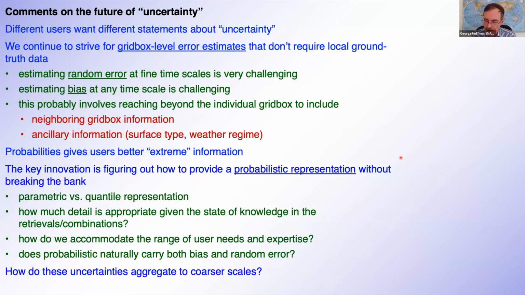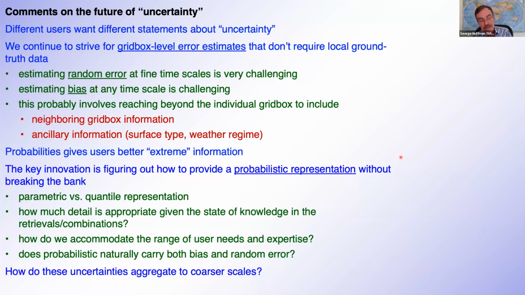And so I hear users and funders loud and clear that they want uncertainty, but it's a grand challenge in the precipitation field. The other thing is, I've sort of implied this, that the range of user needs and expertise means that we probably need multiple statements about uncertainty. For example, perhaps we have the parametric representation, which the modelers and the streamflow people will know what to do with because they're power users. But then you have folks that are tracking zebras in Africa who wouldn't know what to do with that. So we have to accommodate them as well.